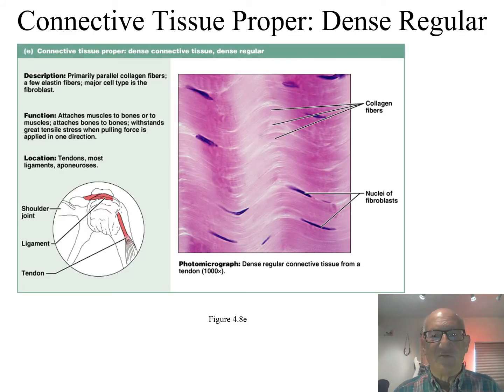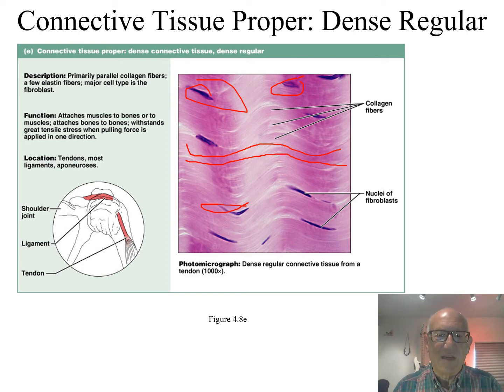Here we see dense regular connective tissue. Notice the collagen fibers are all in nice parallel lines. These are densely packed collagen fibers. You can see a nucleus every once in a while in here, a few nuclei. It's easy to mistake this with smooth muscle tissue, so be careful on that. Dense regular connective tissue attaches to muscles or bones, so we find this in tendons and ligaments.